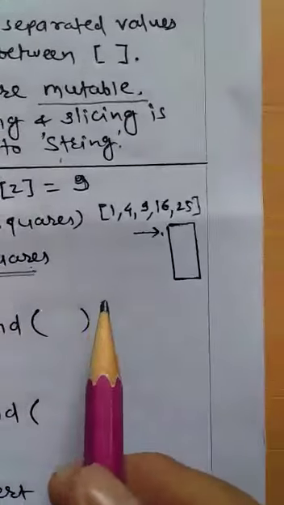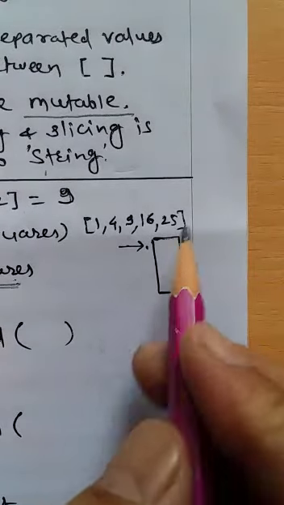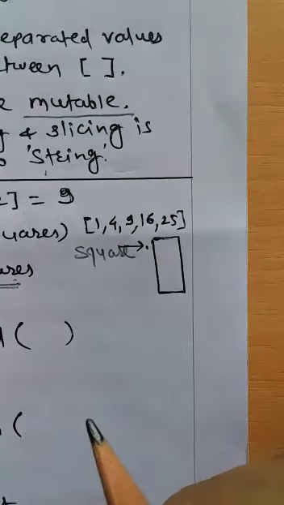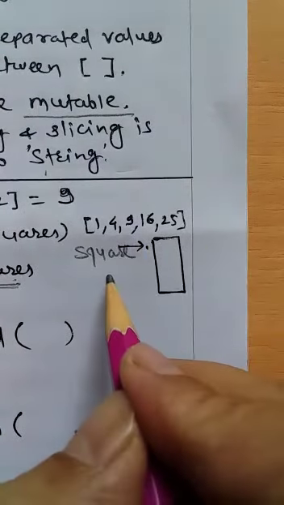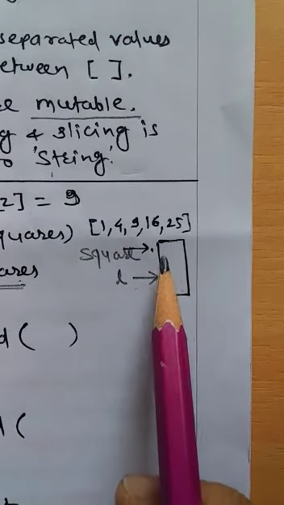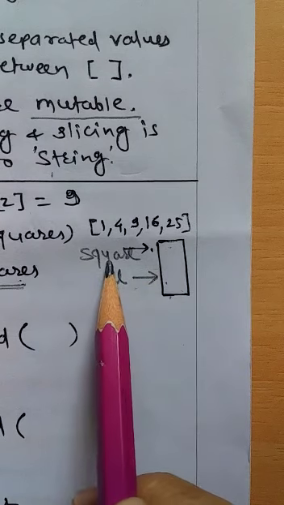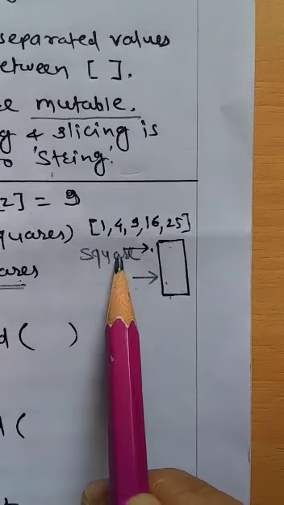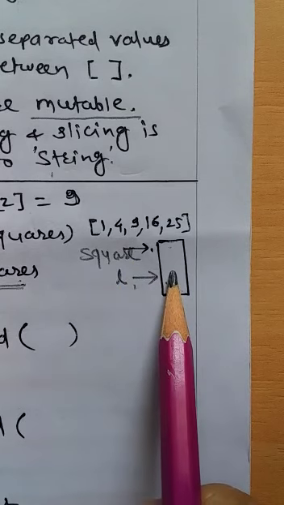What does it indicate? Now consider this is our list and we are referring to this list with the name squares. But now what I did, I assigned it to L. So what it indicates now? L is also referring to the same list referred by squares. So what you can say now? The list referred by squares and L is the same list.